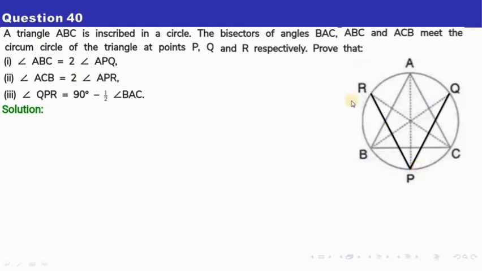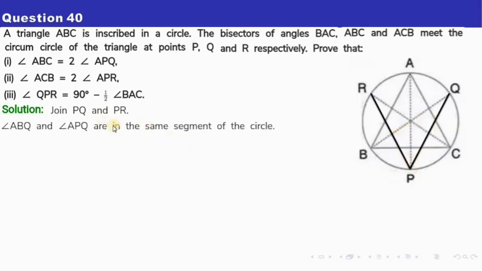Before that we will do some construction, that is we will join PQ and PR as shown in the figure. Now if we see carefully in this diagram, ABQ, that is this angle, and APQ, that is this angle, both of them are in the same segment of the circle. If you consider AQ, then in this segment for AQ, ABQ and APQ are in the same segment of the circle. That means this and this will be equal to each other.